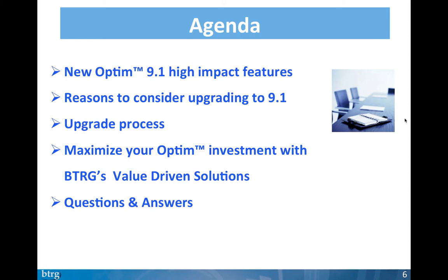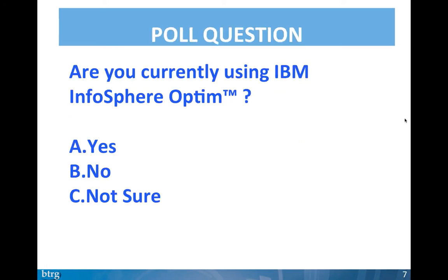So as we go through the agenda today, we'll be looking at some of these high impact features. There are many, many new features, I think over 60 new features in 9.1. We've boiled down some of the ones we feel are the high impact and high value features. We'll talk about why you should seriously consider 9.1, how we can help get you there, and how you can get to the latest version of Optum quite in a straightforward manner with a review of the upgrade process itself. And then how to maximize the investment that you've made in Optum with these new features, but also BTRG's value-driven solutions that focus on driving benefit of Optum, and certainly time for questions at the end.